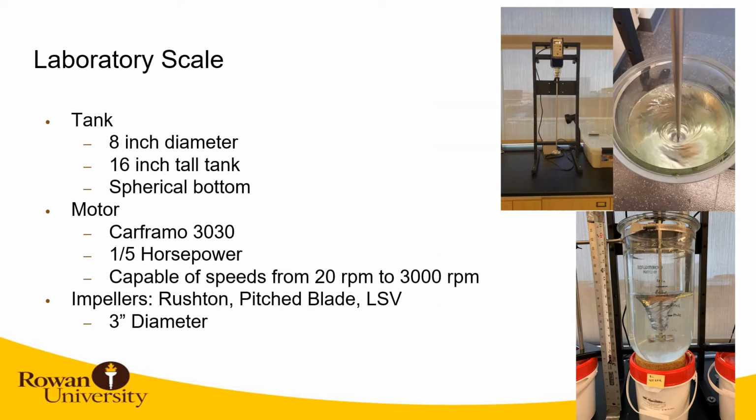Hi, I'm Gabriel Bateman, and we're taking a look at the setup we used. The tank has an 8-inch diameter, and it's 16 inches tall with a spherical bottom. The motor is 1/5 horsepower with a variable range of RPMs, which is why we picked it. And there are also 3 different impellers, all of which are 3-inch diameter.